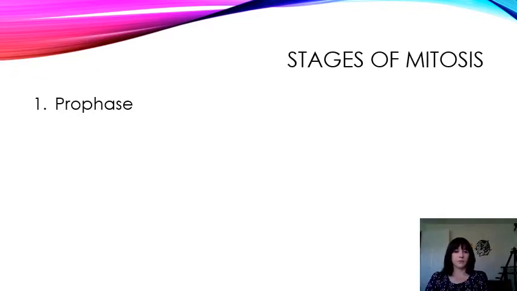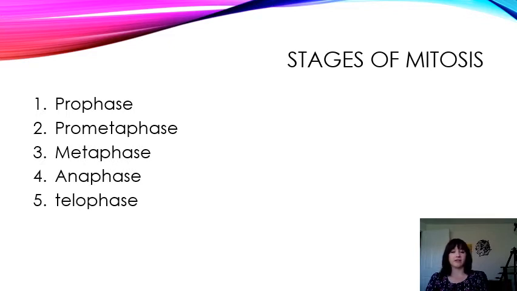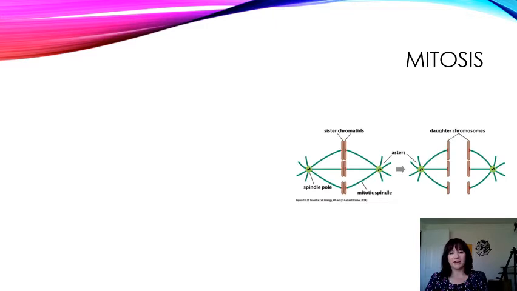Hopefully this is not the first time you've heard about the stages of mitosis, but we've got prophase. Some textbooks will also include prometaphase, metaphase, anaphase, and telophase. The way I used to remember this was IPMAT: interphase, and then the mitosis stages, prophase, metaphase, anaphase, telophase. It might have to be IPMAT in order to remember all of them. Whatever you need to do, right?